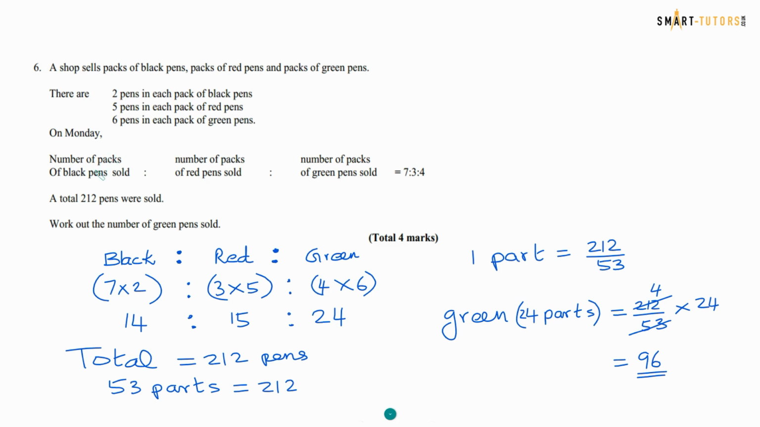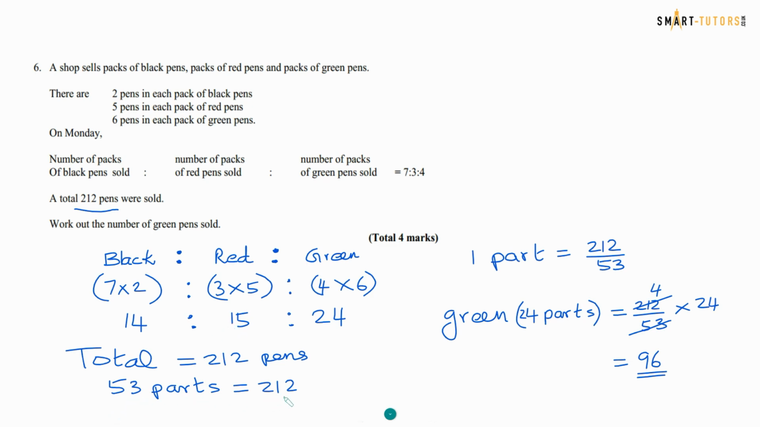So what we want to do is find out the pens ratio. Each black pack holds 2 pens, so 2 times 7 is 14 pens black. Then 3 times 5, which is the 5 pens in each red pack, is 15. 4 times 6 is 24. This is the pens ratio. There were altogether 212 pens sold. So the total ratio is 14 plus 15 plus 24, which is 53.